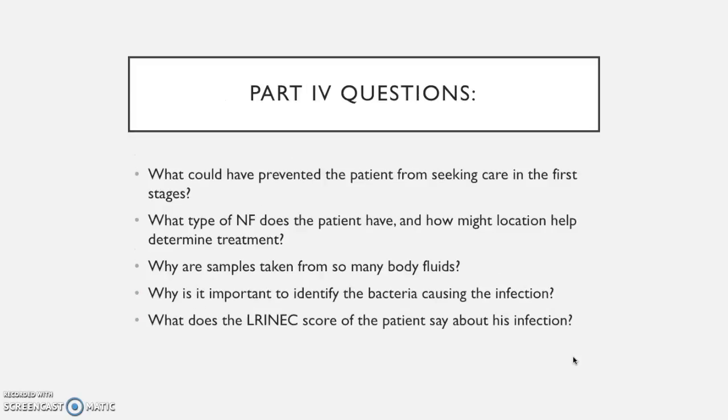Part 4 questions. What could have prevented the patient from seeking care in the first stages? What type of necrotizing fasciitis does the patient have, and how might location help determine treatment? Why are samples taken from so many body fluids? Why is it important to identify bacteria causing the infection? And what does the laboratory risk indicator for necrotizing fasciitis score of the patient say about his infection?